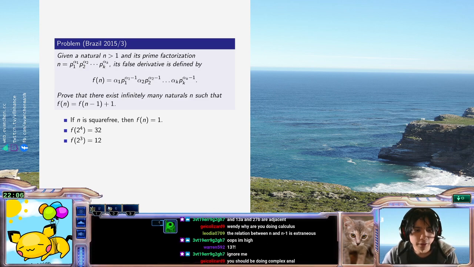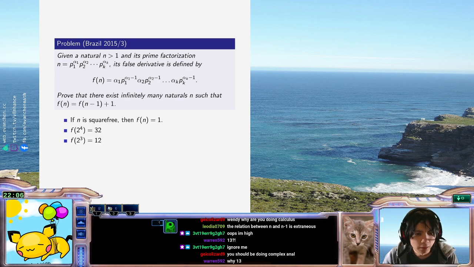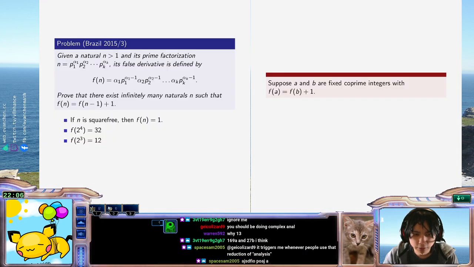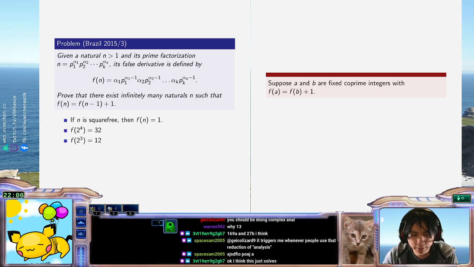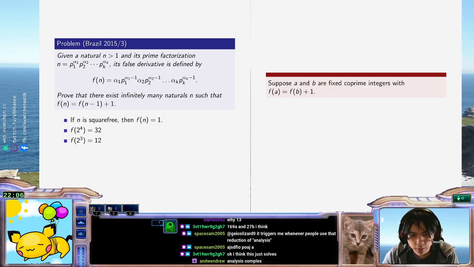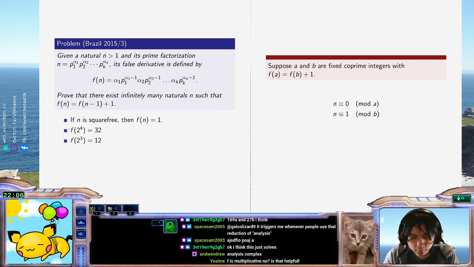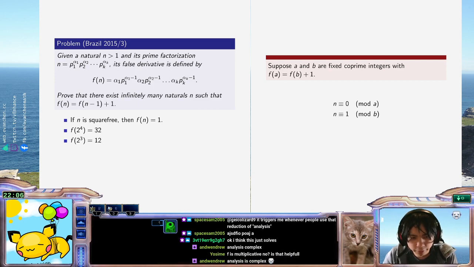Yeah, I agree. So here's the idea. I'll write out the idea that I have, which is that suppose A and B are fixed coprime integers with f of A equals f of B plus 1. I don't even care if A and B are adjacent. Then I'm going to hope that there are a lot of solutions where n is 0 mod A, n is 1 mod B, and also n over A is square free, and n minus 1 over B is square free.